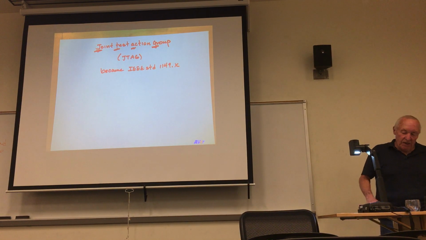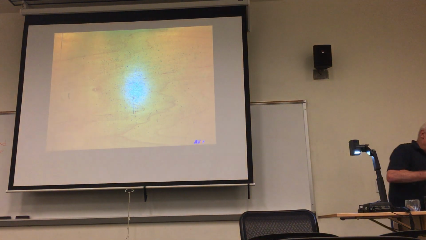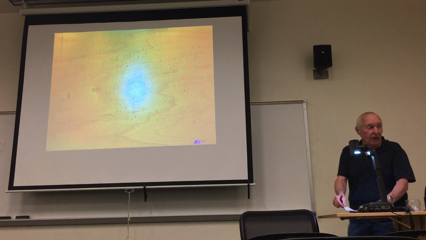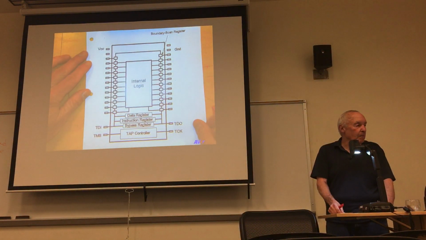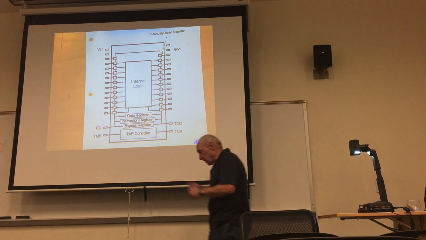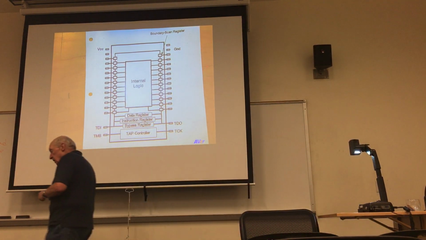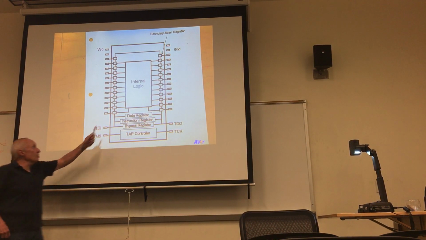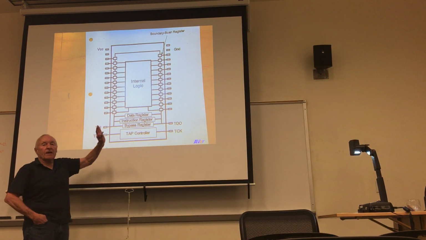All right, so this is what the implication of JTAG is. This is a chip that supports JTAG. This is a general chip. And chips that support JTAG are referred to as being JTAG compliant. If you are JTAG compliant, this internal logic could be anything. In our case, it's an FPGA.